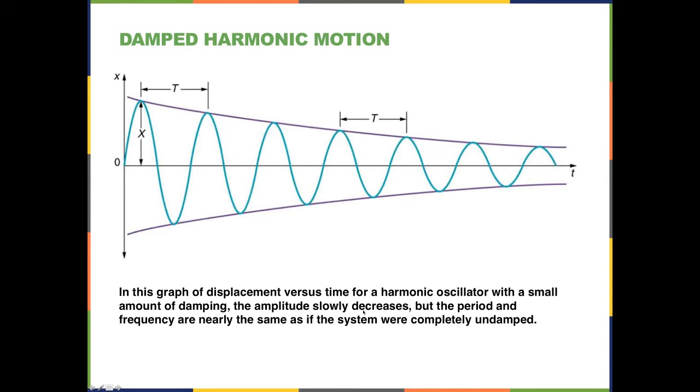So here's an example. You see the original amplitude is big X and the period is T, but what you see happening is that with each successive period, the dampening occurs more and more, and the size of the amplitude decreases more and more. This shows a small amount of dampening in that it takes several periods in order for the wave to get completely dampened.